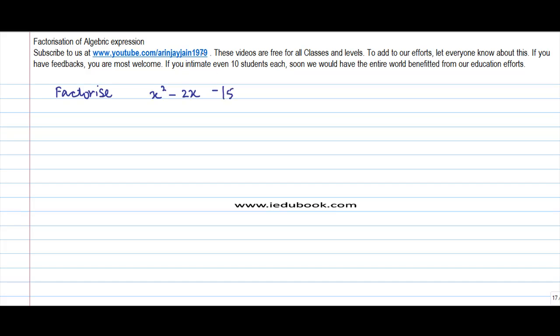Now we have this equation before us where we have been told that we need to factorize x squared minus 2x minus 15. In one of the previous videos I told you relating to this rule, that any algebraic equation can be referred to in this form.